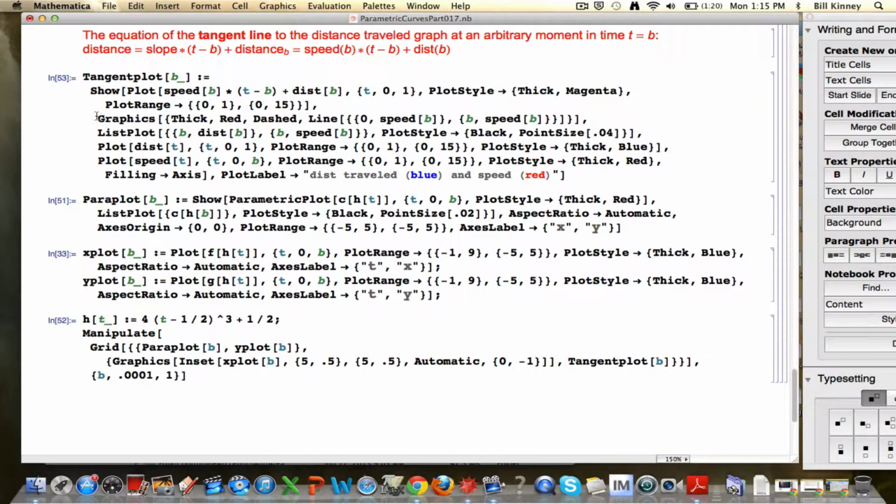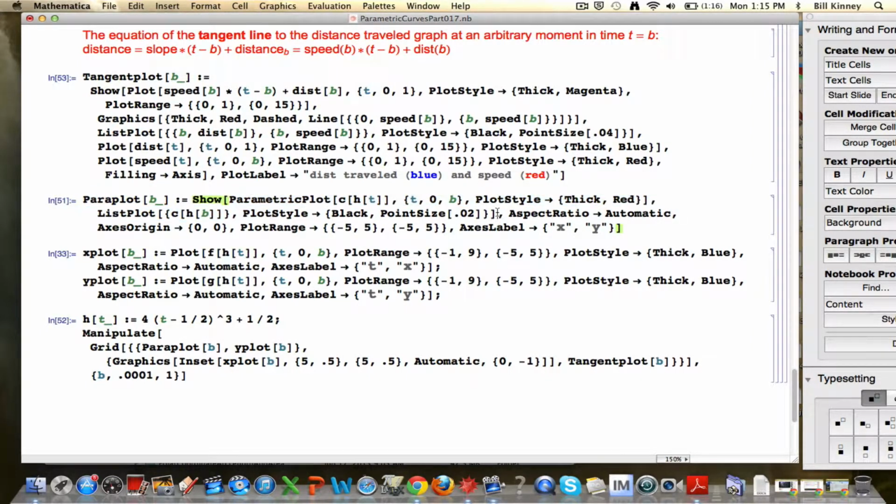It turns out you need to use graphics again to make an arrow. And instead of using line, as we did to make a line, we're going to use arrow. There's a command in Mathematica called arrow. I need to use it inside this ParametricPlot though, because I want the arrow to be in the upper left corner, which is where the parametric curve is. I already have a show command in here with a parametric plot and a list plot.